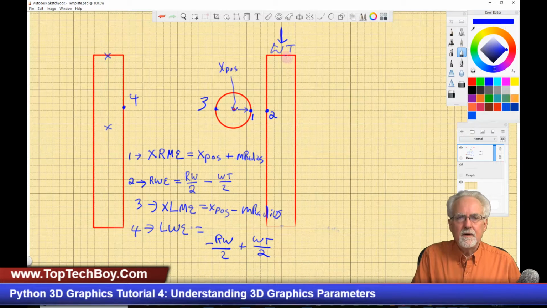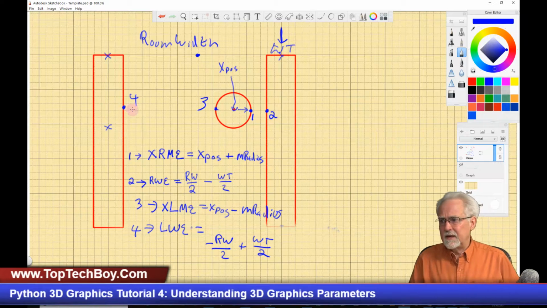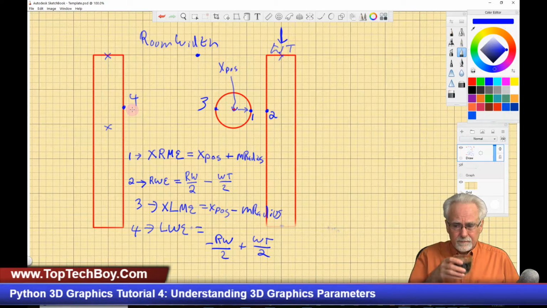From here to here is the room width. From here to here is half the room width. And so I go half the room width in the negative direction, and then I add half the wall thickness, and I get there to position 4.